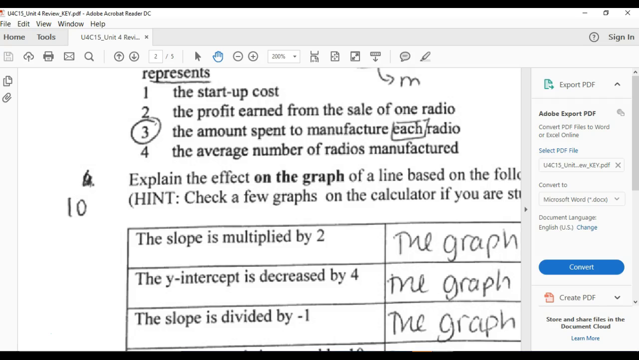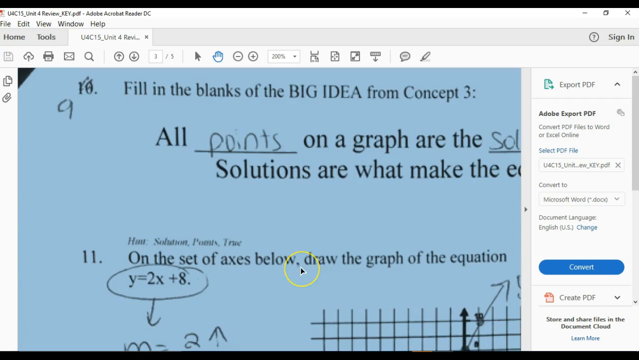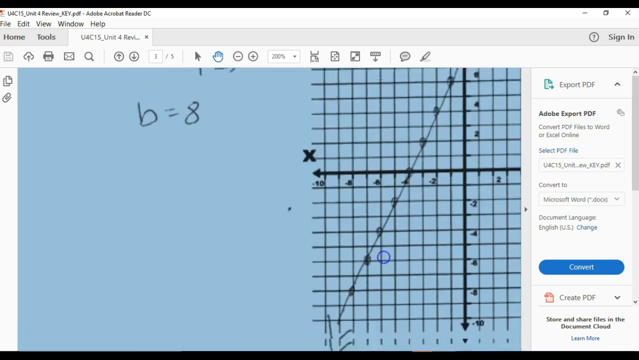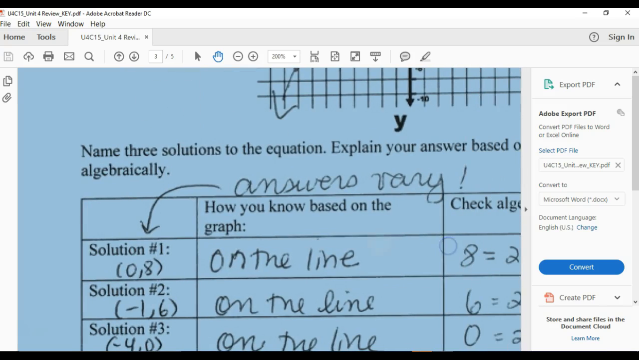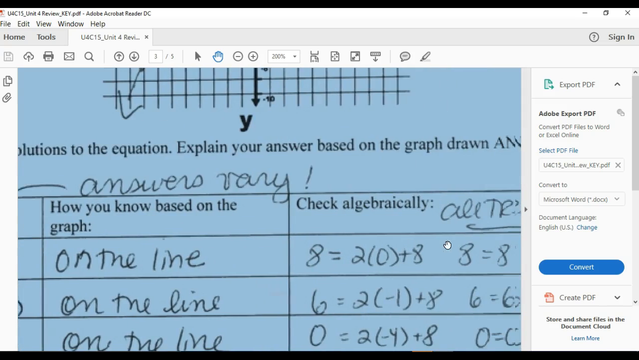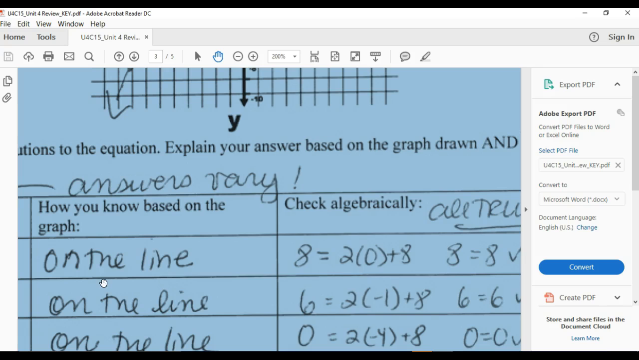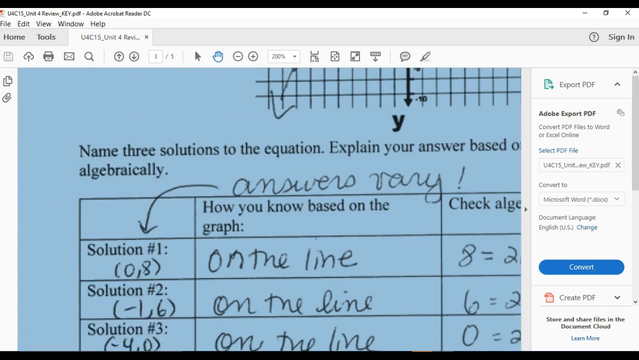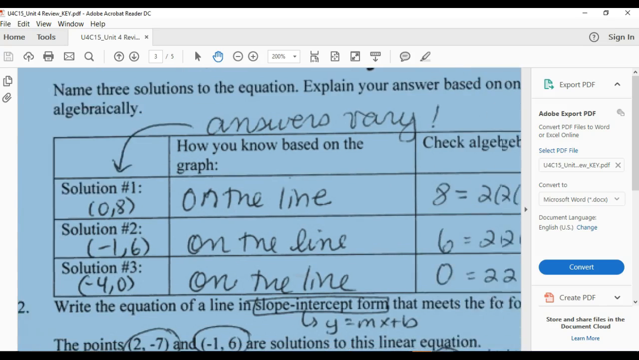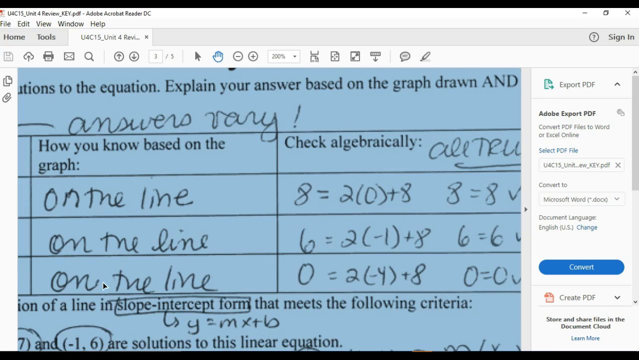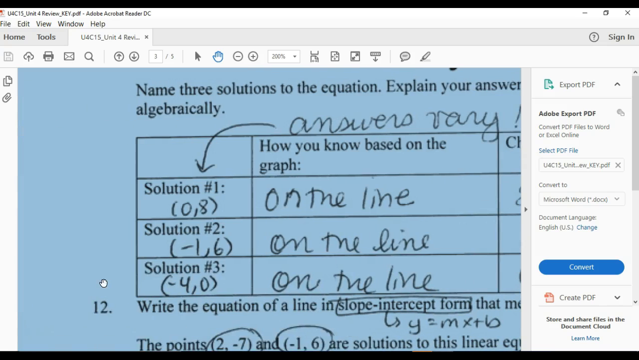So Mr. Swenson in his answer key picked 3 points on the graph. Let's take a look at the 3 points he picked. Okay. Solution (0, 8) is on the line. How do you check? You replace, this is X, this is Y. You replace it. It works. Okay. Same thing with these 3 other solutions. You replace the X and Y and it works. Okay. So that's one way to answer this question algebraically.